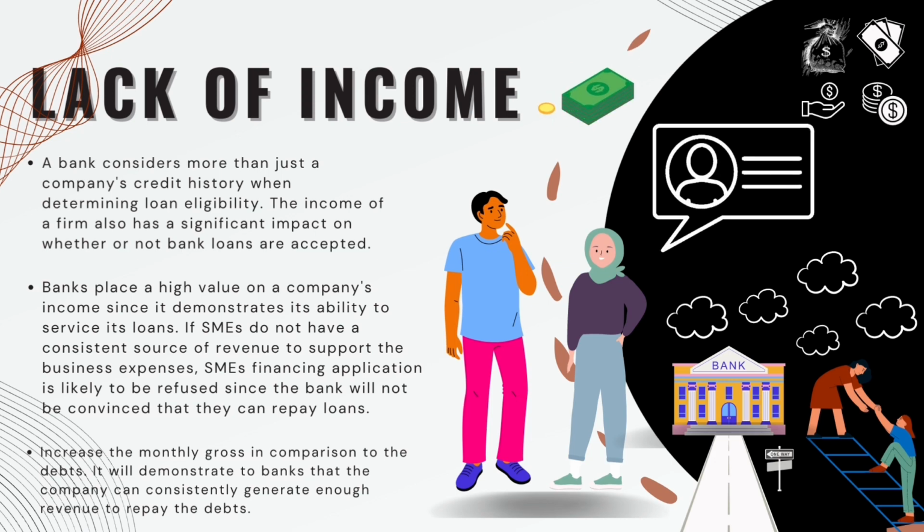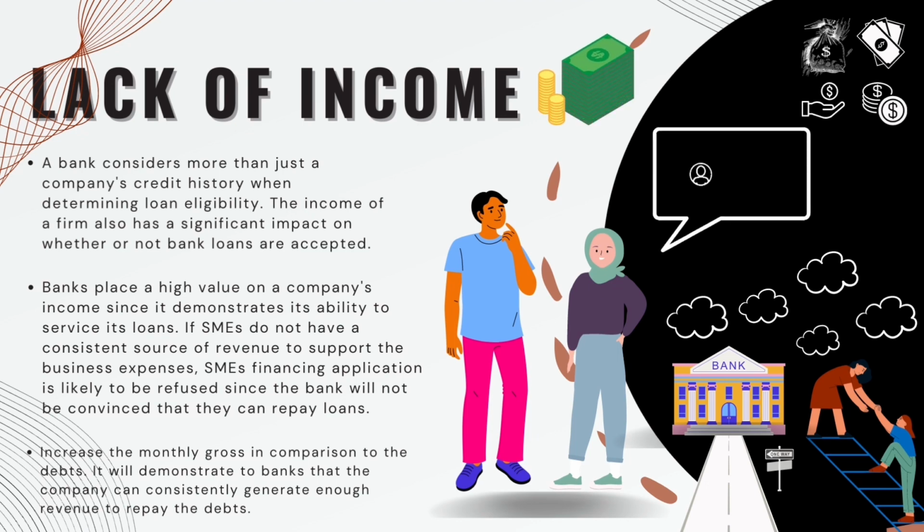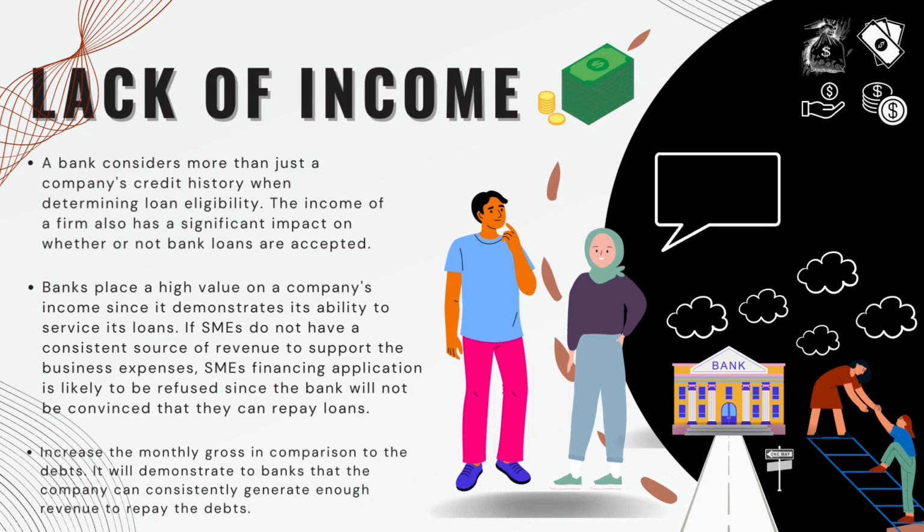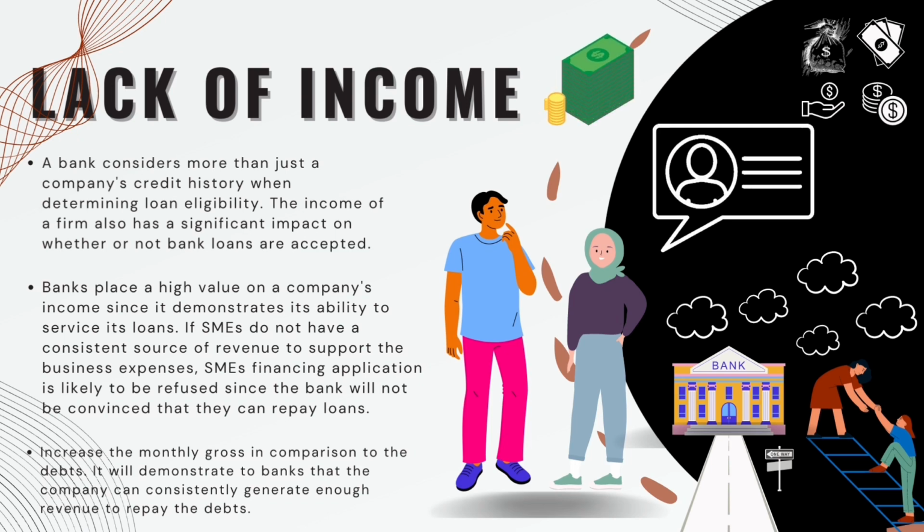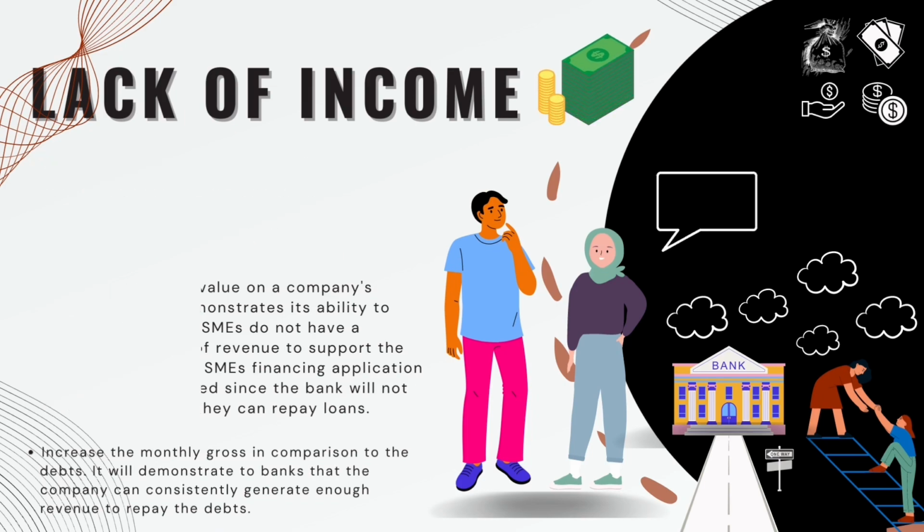Many banks prefer to direct their resources towards large corporations rather than SMEs. The reason for this is that large enterprises have a lower risk of default and clear financial statements. However, SMEs are riskier, especially from the perspective of lenders, because they lack clear accounting information about their company. Because of the monthly growth in comparison to the debt, it will demonstrate to the bank that the company can consistently generate enough revenue to repay the debts.